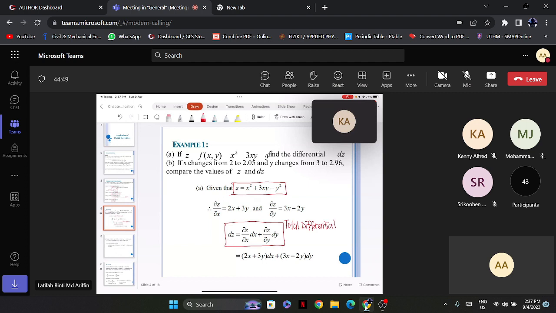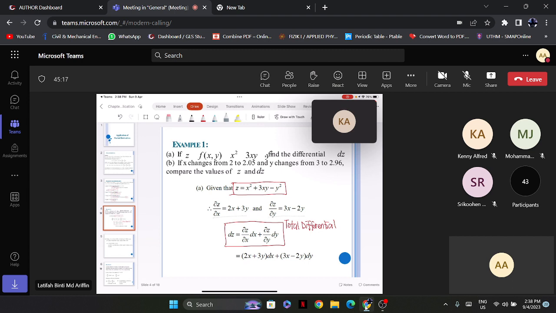Okay, so ini adalah formula yang kita akan gunakan. So what we need to get daripada soalan ni adalah number 1, kita akan cari del z over del x, iaitu kita akan differentiatekan z terhadap x partially. So you will get 2x plus 3y. And then, yang seterusnya, ni adalah del z over del x. Seterusnya adalah del z over del y. Differentiate partially, you will get 3x minus 2y.